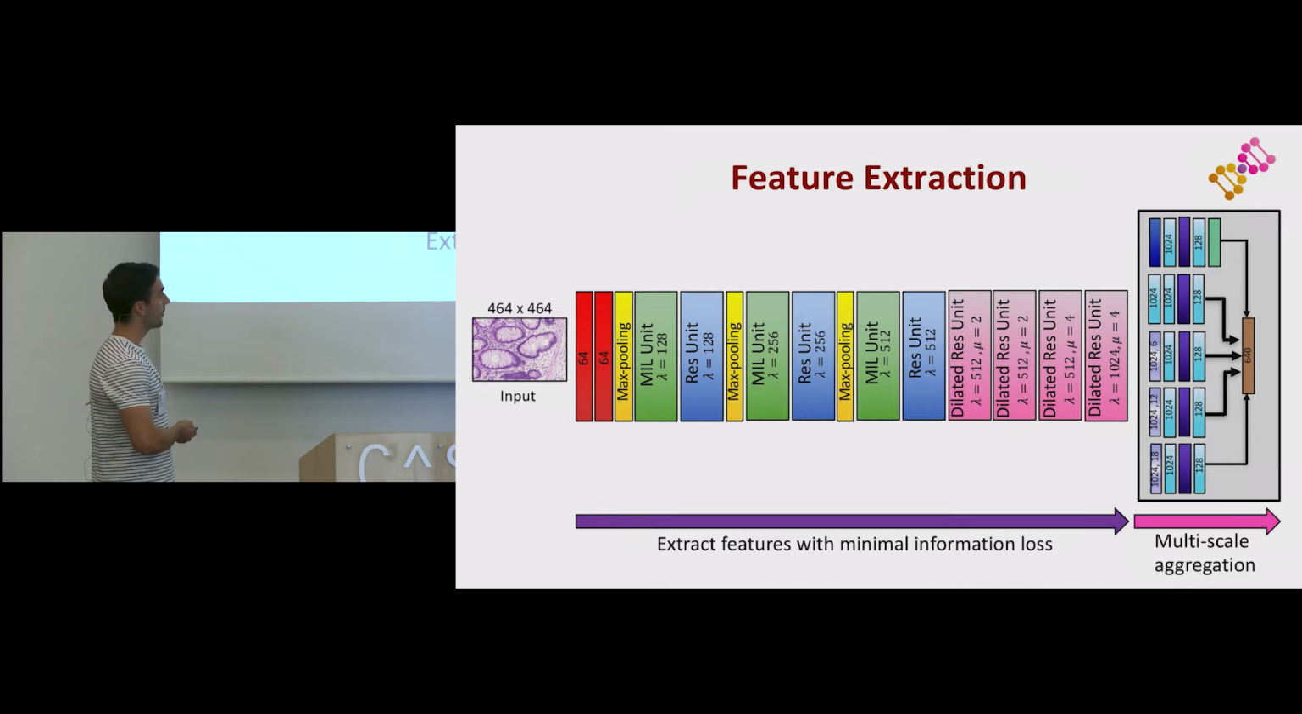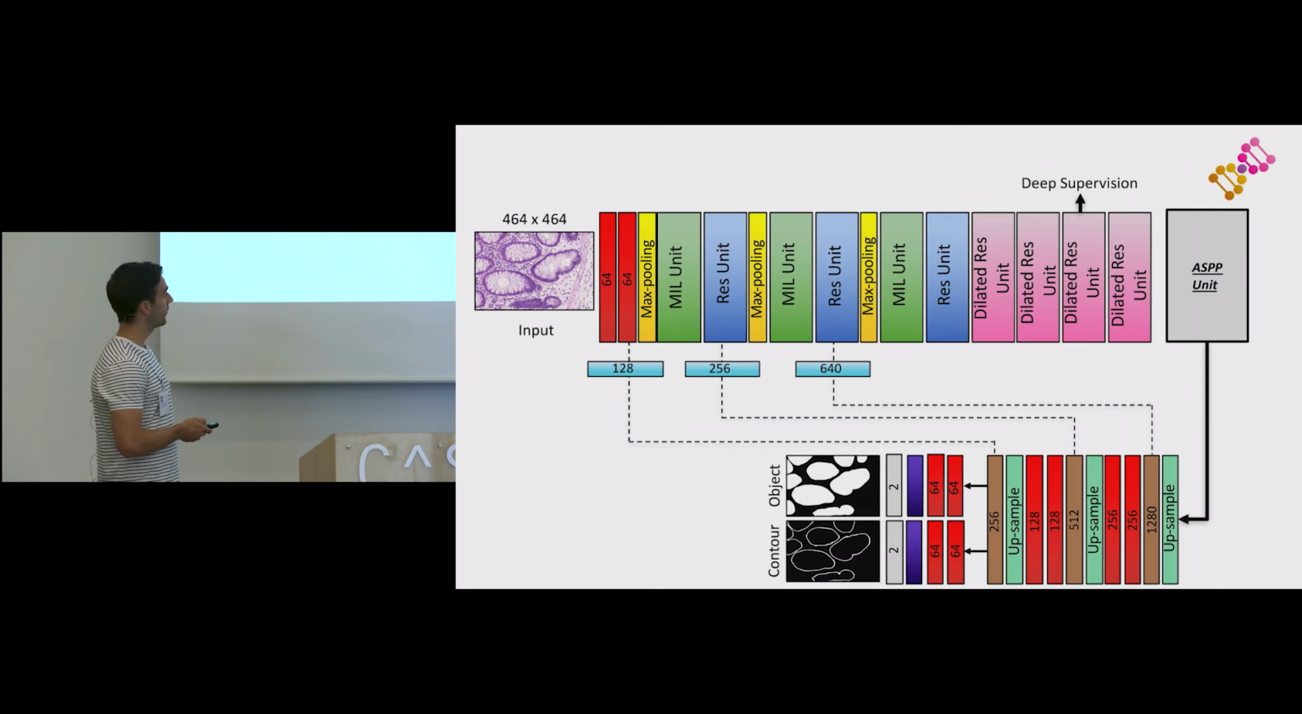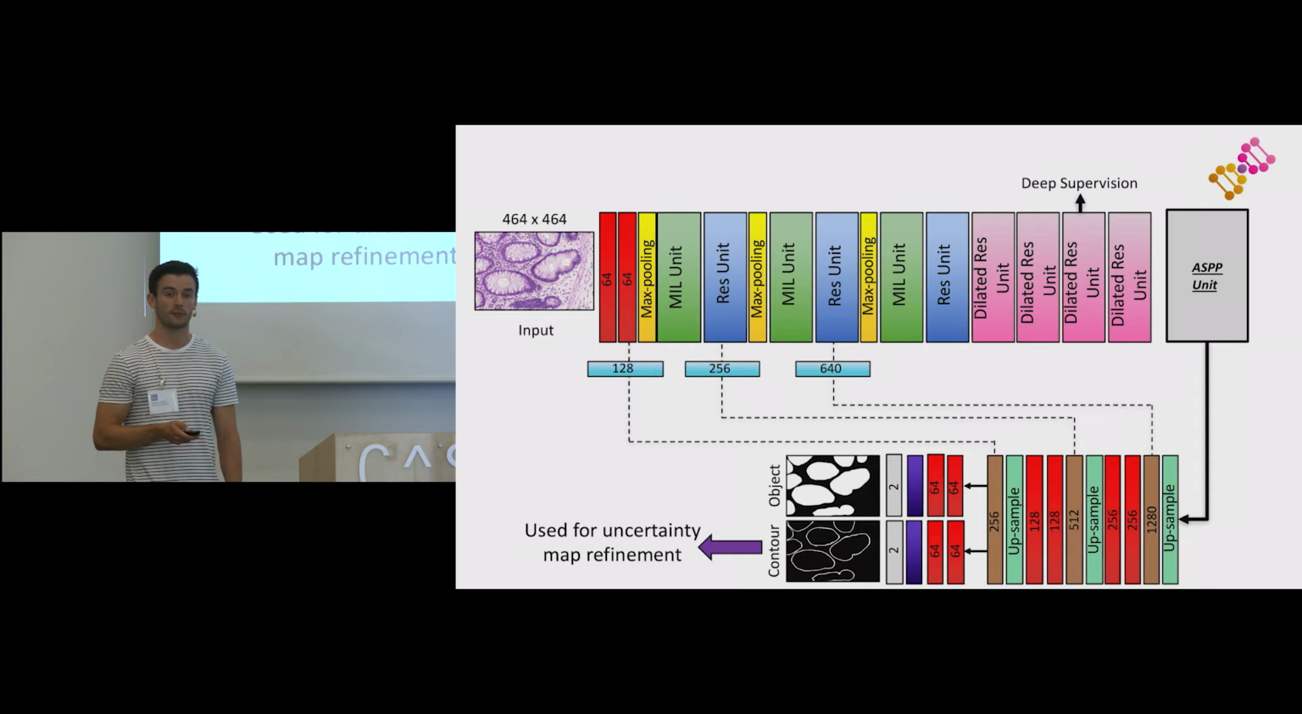So we combine the minimal information loss feature extraction network with the Atrous spatial pyramid pooling network to give an effective feature extractor overall. Note we have the MIL units only after the max pooling operation, because the aim here is to help alleviate the loss of information caused by max pooling. Then after this feature extraction, we upsample in a typical UNet style fashion, where we output the object and also the contour. However, we only use the object in terms of making the prediction, and we use the contour to refine an uncertainty map that is generated in the slides to come.